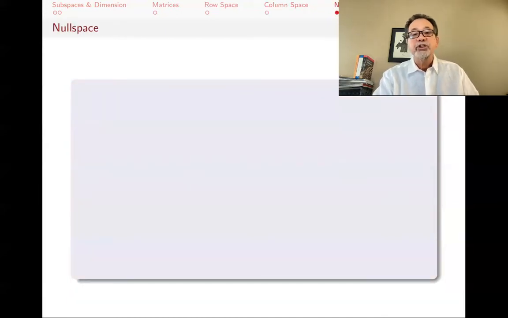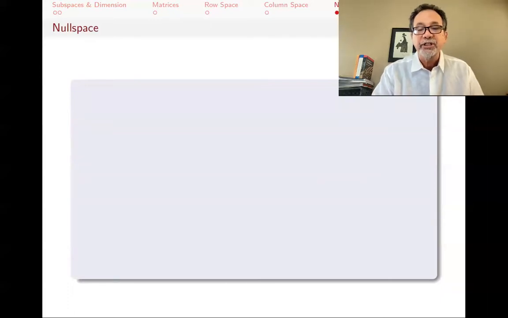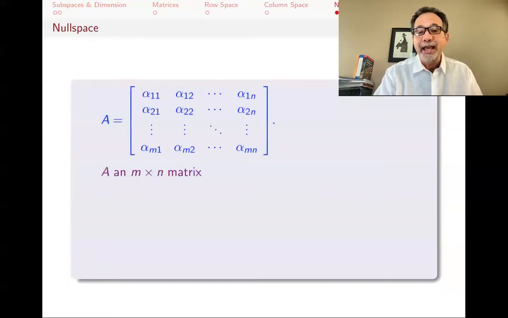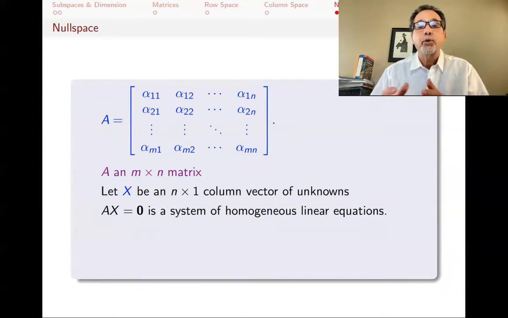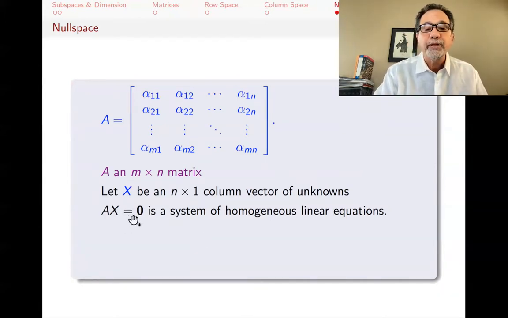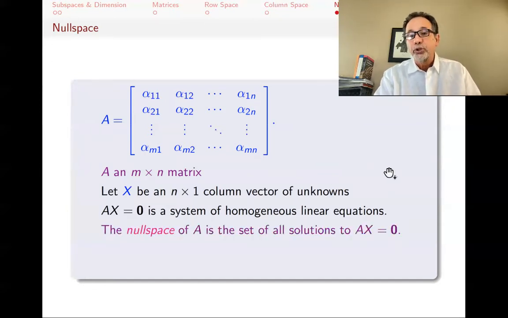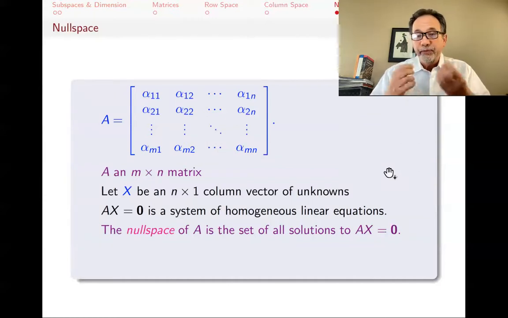And finally, null space, which is something we actually have seen before in previous lectures. So again, we start with the same m by n matrix. We have X to be a column of unknowns. Then AX equals 0 is a system of homogeneous linear equations. Again, we've seen in the previous lectures that if you have a system of linear equations, you can translate that to a matrix equation. And AX equals 0 is a system of homogeneous linear equations, homogeneous because the right-hand side is all zeros. And the null space is the set of all solutions to AX equals 0. So all the vectors X that solve this system, that when you plug them in, A times X becomes 0, that's called the null space.